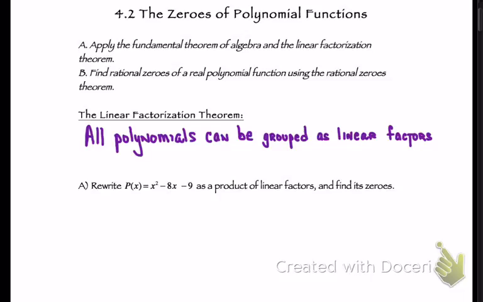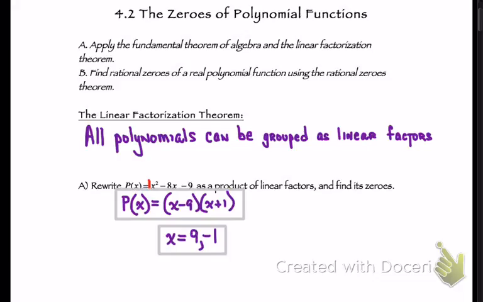Hopefully you're looking at this and you're saying, okay, simple. Multiply to get this, add to get that. What are the two numbers that multiply and add? Well, it's -9 and +1. If I find the zeros, what makes x minus 9 equal to 0? What makes x plus 1 equal to 0? Voila, there it is. Take a look. Linear factors, there they are. The zeros, there they are.